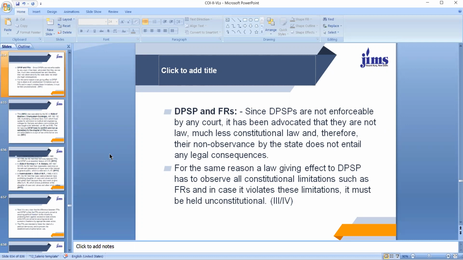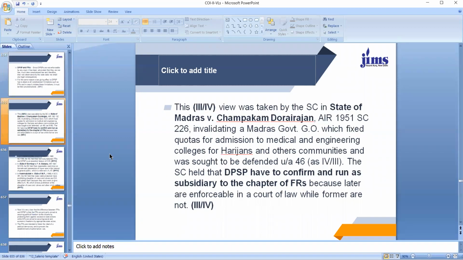For the same reason, a law giving effect to directive principles of state policy has to observe all constitutional limitations, such as fundamental rights. And in case it violates these limitations, it must be held unconstitutional. The result is 3>4. Result is that fundamental rights are given preference and directive principles are given a backseat. So fundamental rights will prevail and directive principles will not prevail.